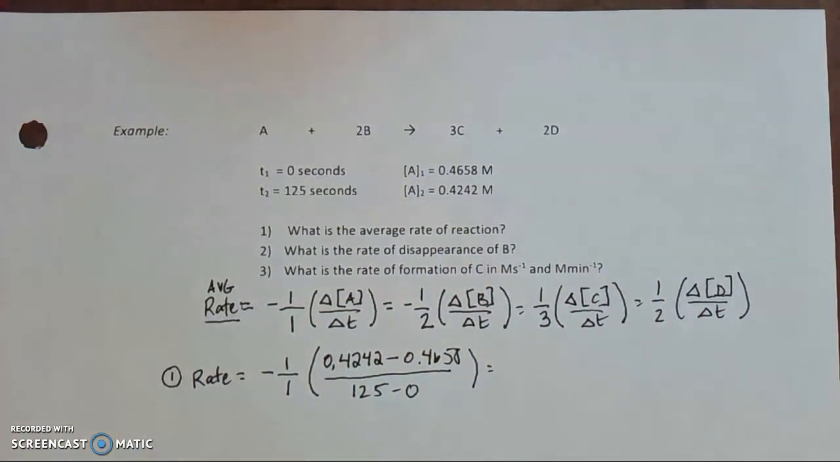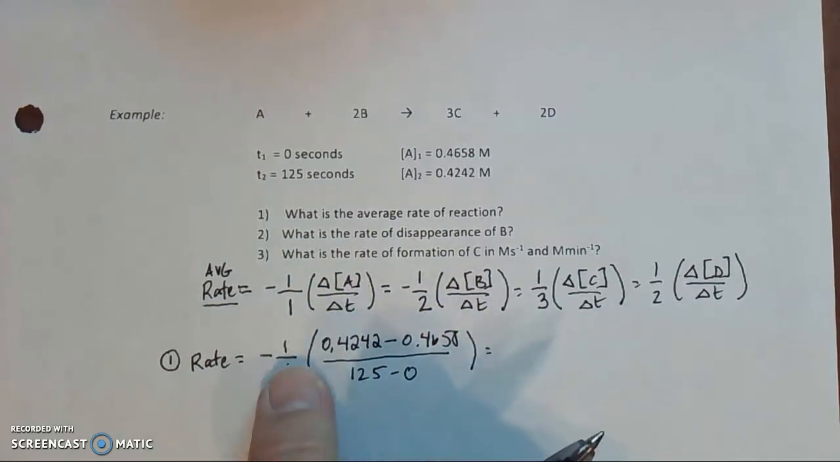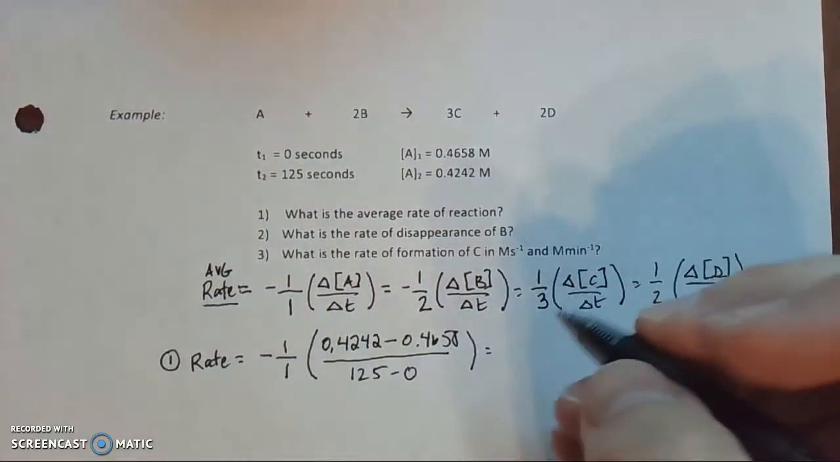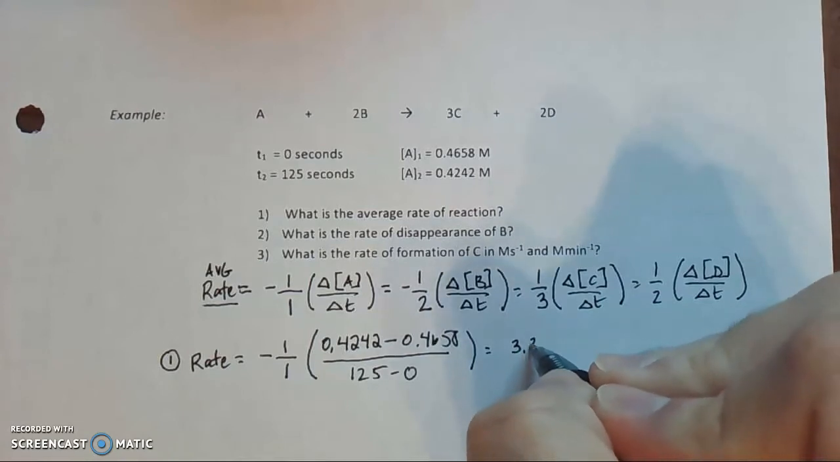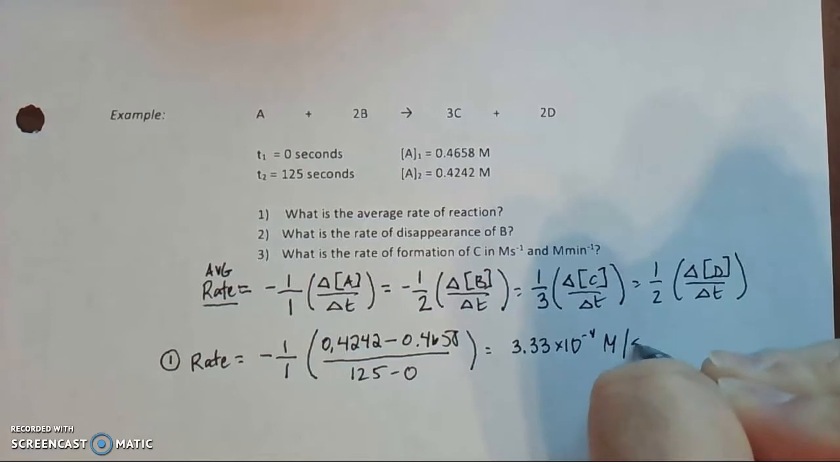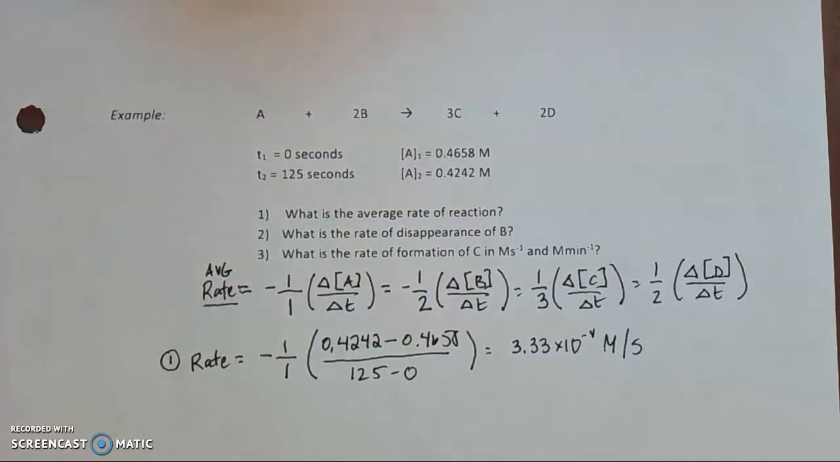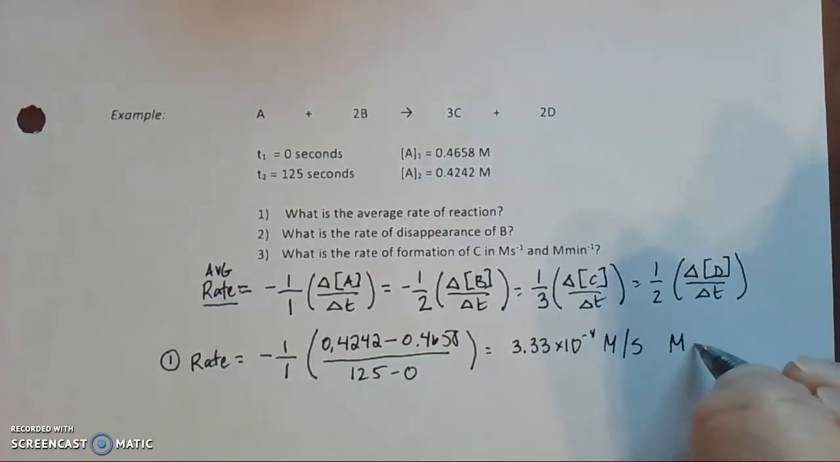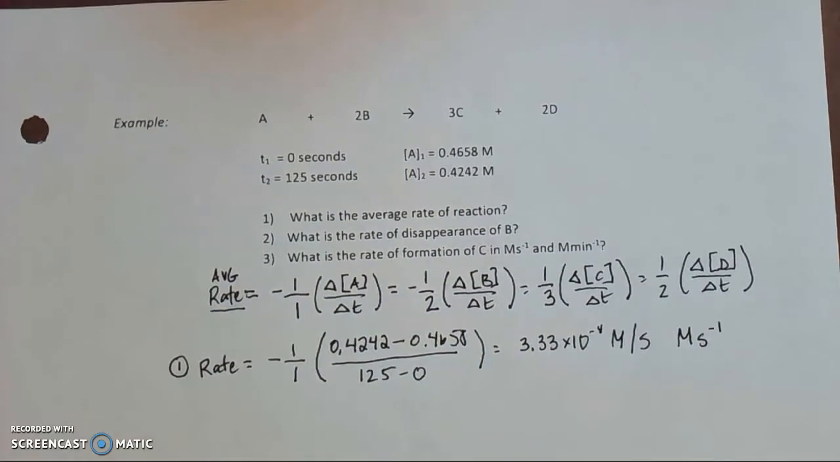And when you calculate this out, because we have the negative here, because what's in the parentheses is going to give us a negative value. So negative 1 times what is in the parentheses gives us 3.33 times 10 to the negative 4th moles per second. Molarity or molar per second. So molarity would be the units here, seconds the units here, or you could have ms negative 1. Either one works for me.